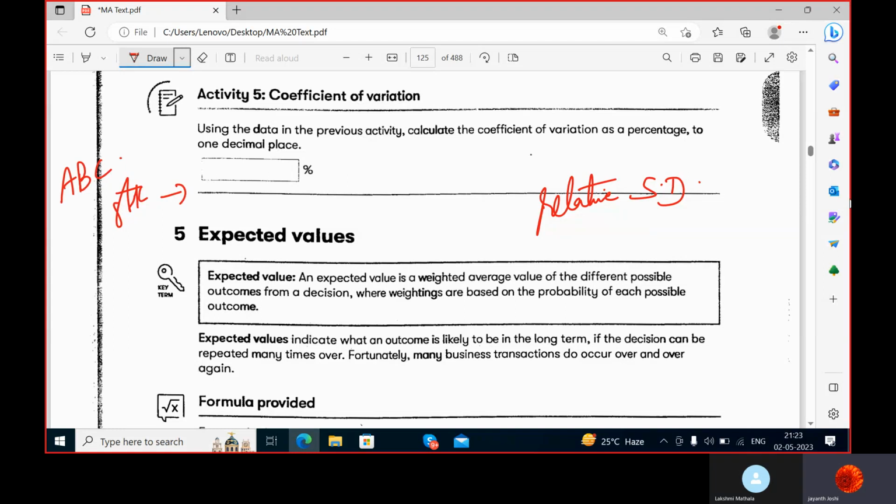For this, the coefficient of variation will be the standard deviation by the mean.